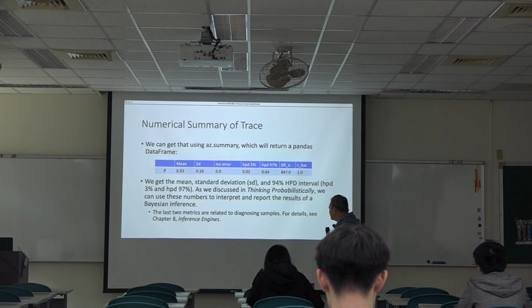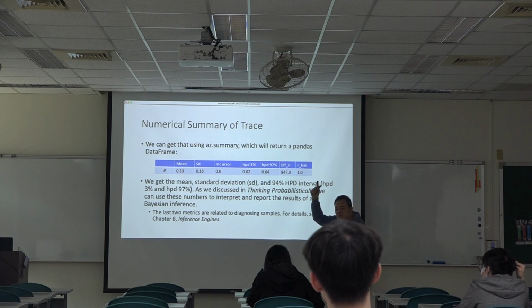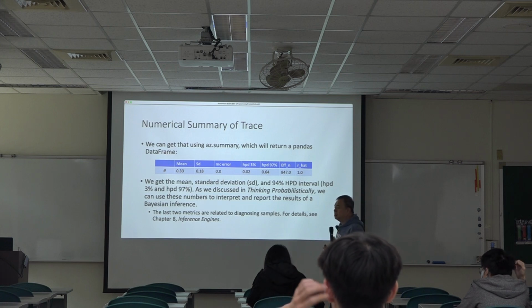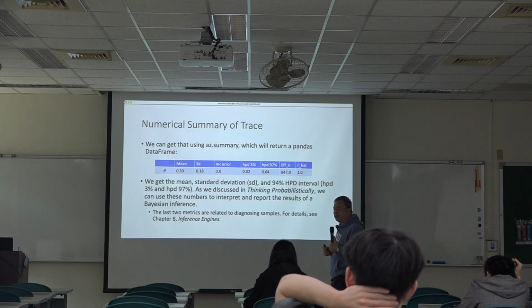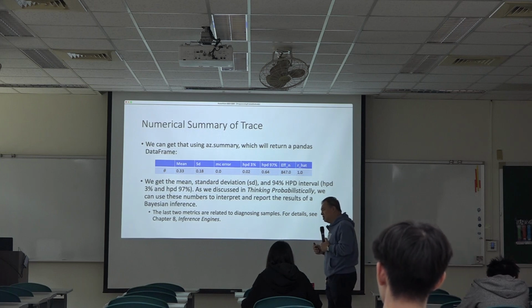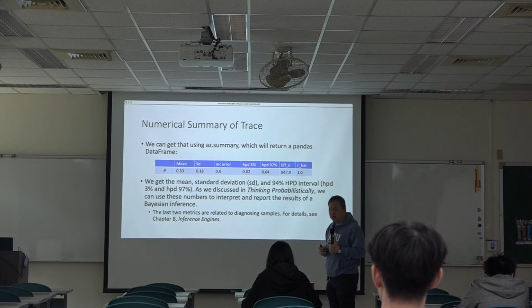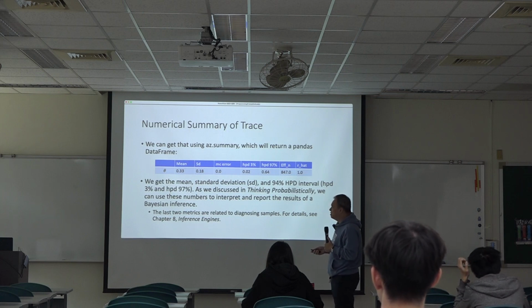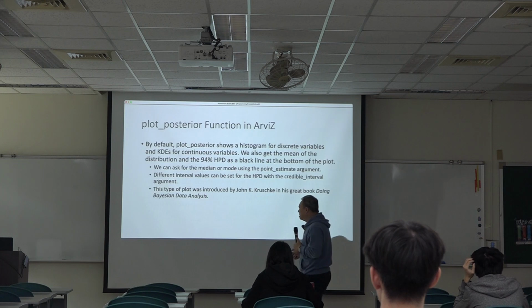They are related to diagnosing samples. For example, how is this chain? Are these two chains representative? Those are things we need to consider in MCMC sampling. But for now, you can ignore that.